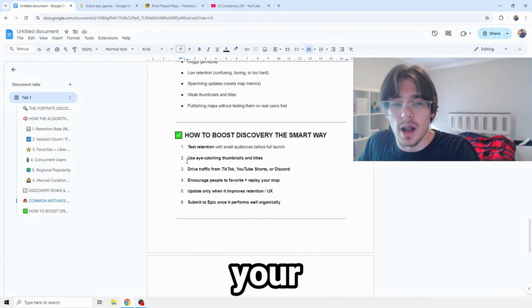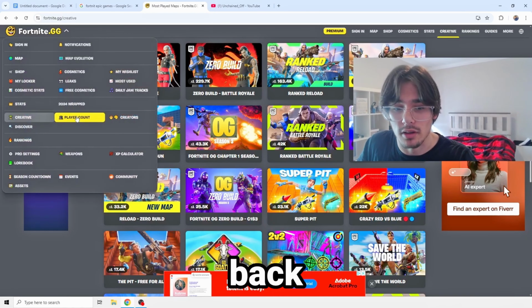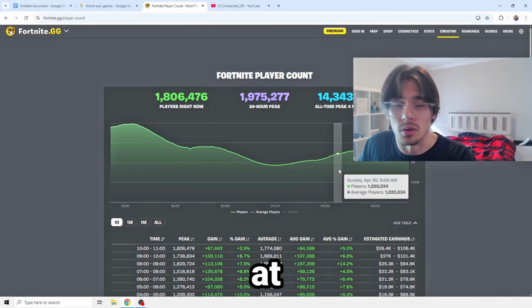So here's how to actually boost your maps into the discovery. Test retention, okay? What are the actual metrics that you're seeing inside of the maps? If we go back to the player count, what is your retention on your maps looking like? Only you can see this, okay?